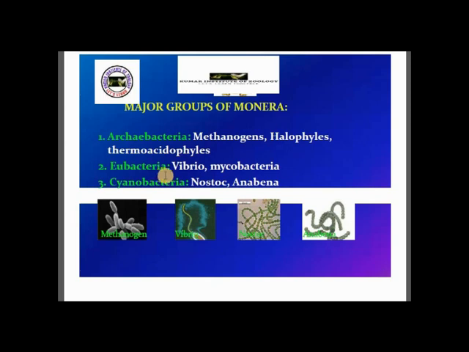And eubacteria are Vibrio cholerae or Mycobacterium. These are called eubacteria. And cyanobacteria are Nostoc and Anabaena. They are called cyanobacteria. So these are the three major groups present in the Monera: archaebacteria, eubacteria, and cyanobacteria.